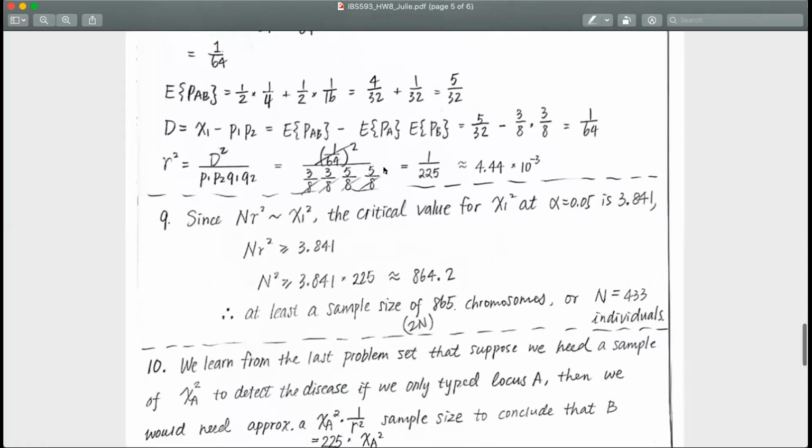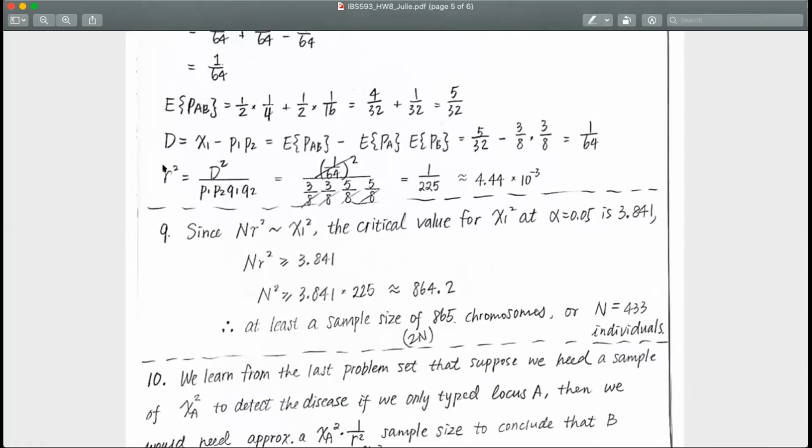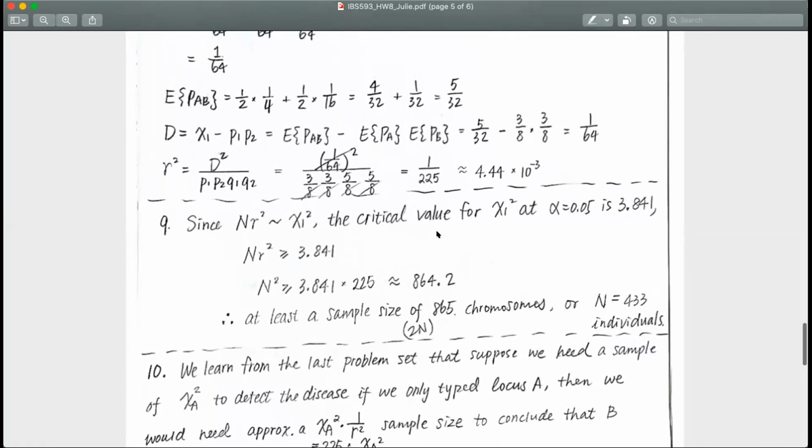Yes, and for problem 9, we just calculated R squared, and then from the last assignment, we know that N R squared follows a chi-square with 1 degree of freedom. So if we wanted a statistically significant conclusion, it has to be larger than this critical value. And then we calculated that N has to be larger than 864. Perfect. Absolutely perfect. In fact, you even have the right value of R squared, the same value I do, 1/15 squared. Again, I won't guarantee neither of us has an arithmetic mistake, but I think that's probably correct.